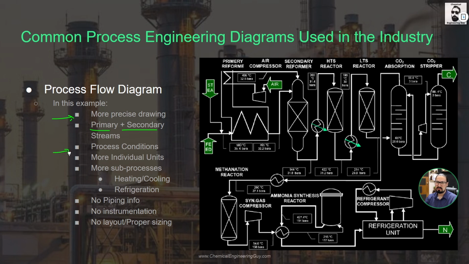We may add process conditions, even though it's not a rule, but it's quite common to add process conditions. We have more individual units, as you can see. We have coolers, we have chillers, heaters, compressors, pumps, etc.